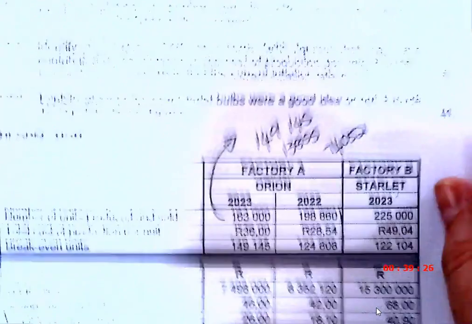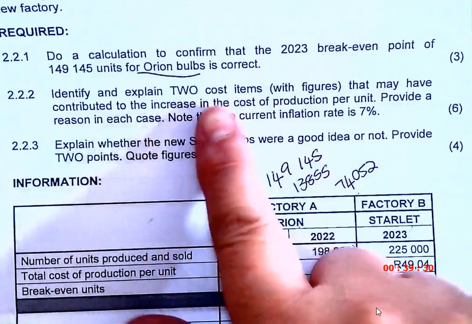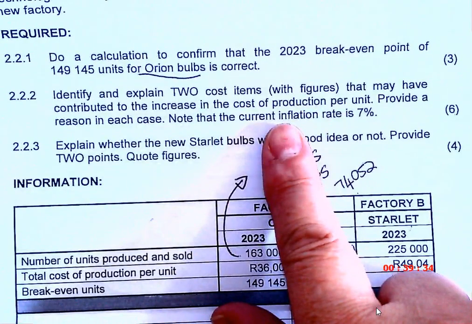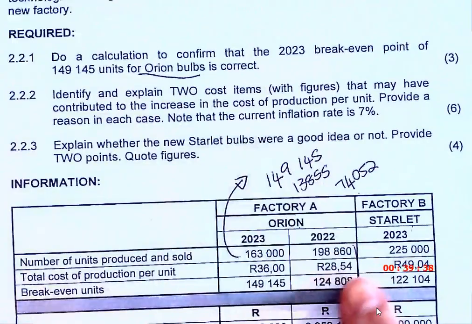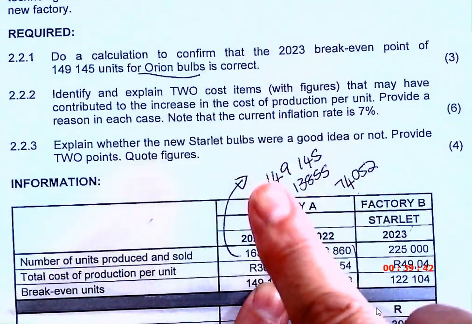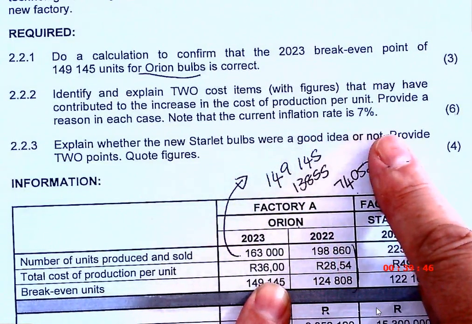Identify and explain 2 cost items that may have contributed in the increase in cost of production per unit. So you can see my cost in production is higher. Né? So they say provide a reason for each. Note that the current inflation is 7%.